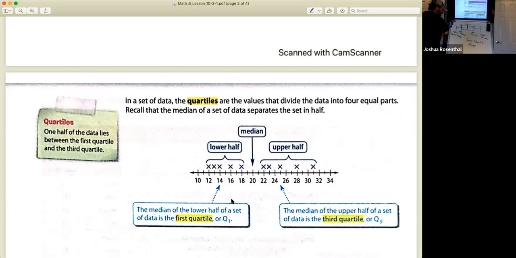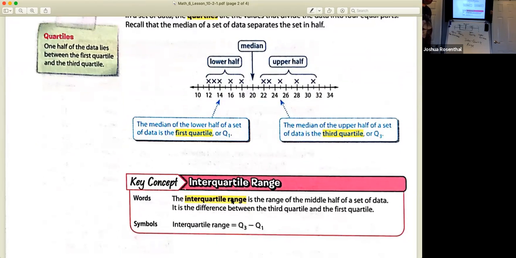Let's see what we have underneath. Oh yeah, they just talked about interquartile range here. See it? Interquartile range is the range of the middle half of a set of data. It is the difference between the third and first quartiles, Q3 minus Q1. Any questions so far?